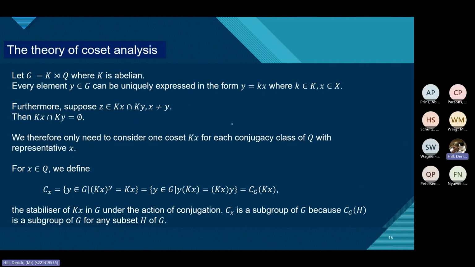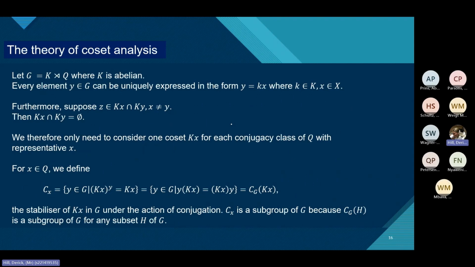Furthermore, if we have an element in the intersection between two cosets, such cosets Kx and Ky, where x is not equal to y, then the intersection of those cosets is the empty set. There are no elements in common. Therefore, we only need to consider one coset, Kx, for each conjugacy class of Q with representative x.